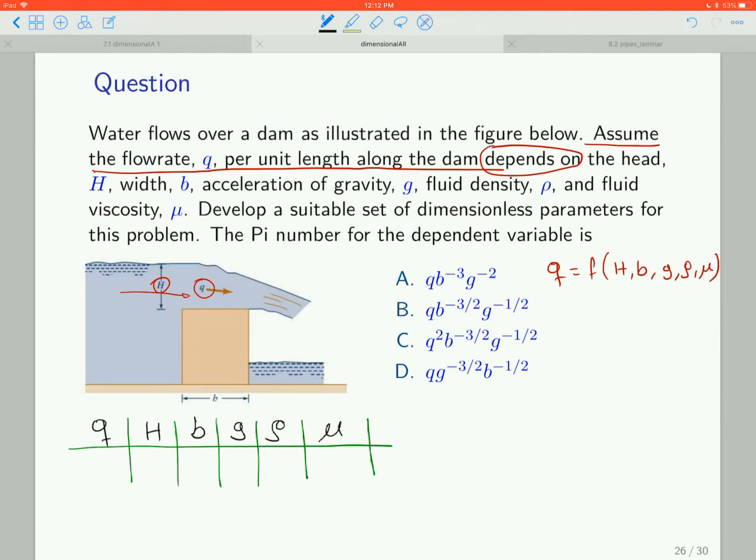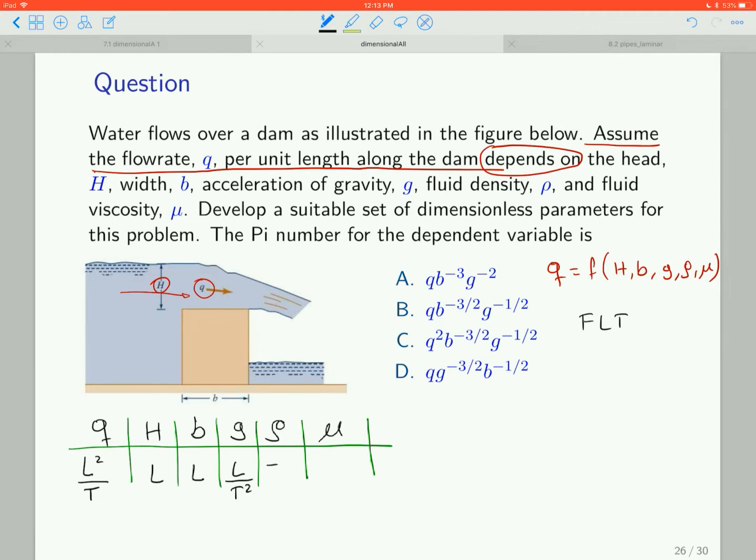Flow rate, the volumetric flow rate, is going to be L squared per time. H is length. B is length. Gravity is length per time squared. Density is mass per unit volume. But let me do this in FLT to vary. So we are going to do this in the FLT system.